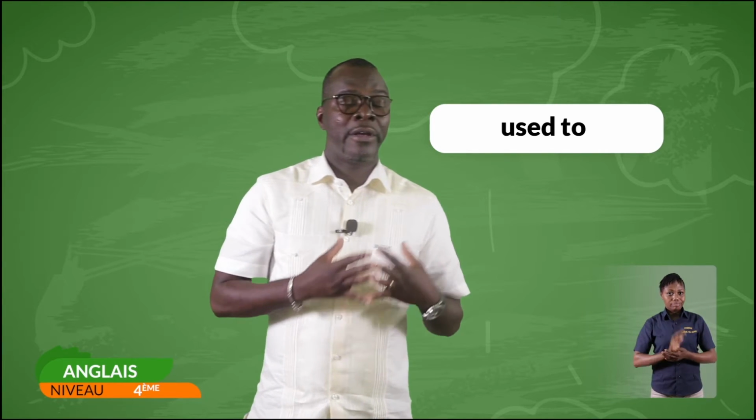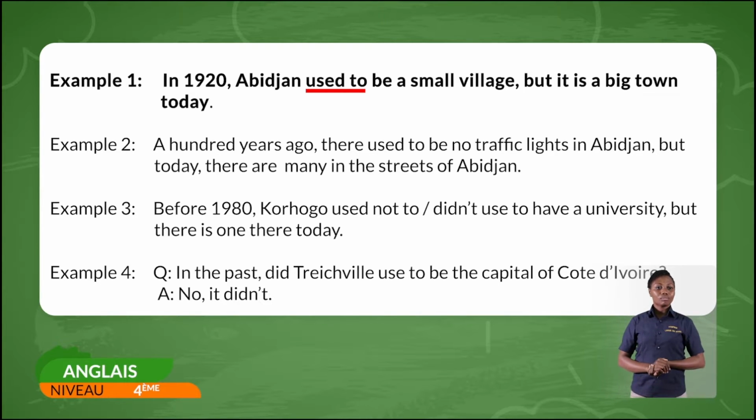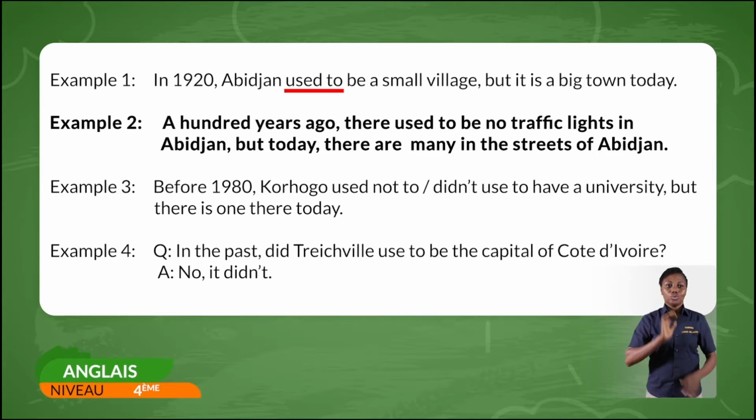So the expression used to refers to an activity or state that was true in the past, but it is not today. Okay? So you see, used to. Very good. Here are some examples. In 1920, Abidjan used to be a small village, but it is a big town now. You see, used to in the past. Example 2, 100 years ago, there used to be no traffic lights in Abidjan, but today there are many.